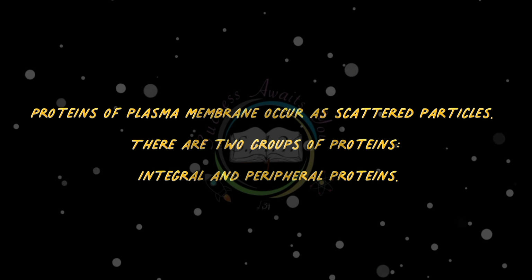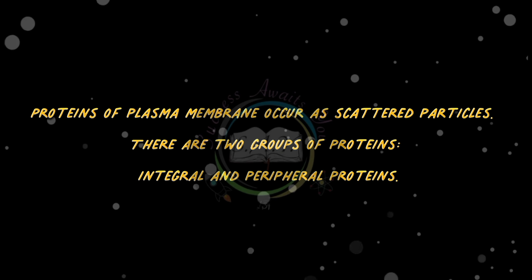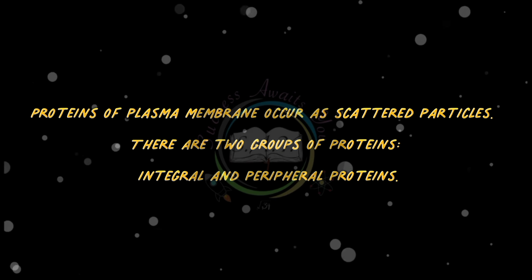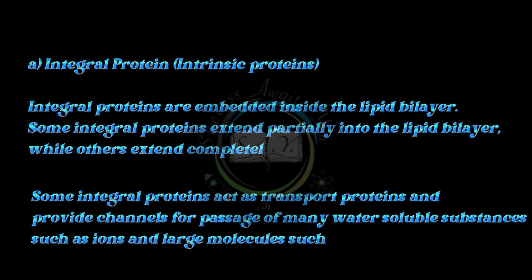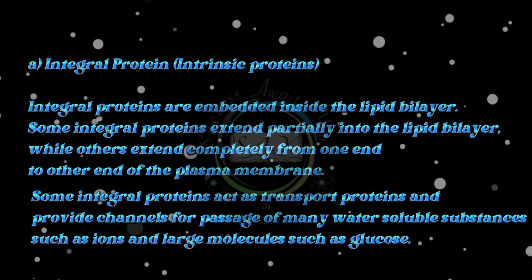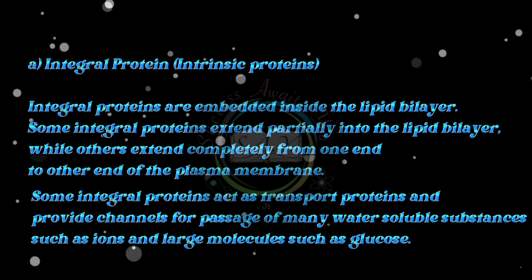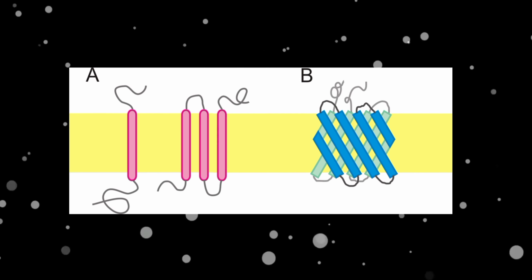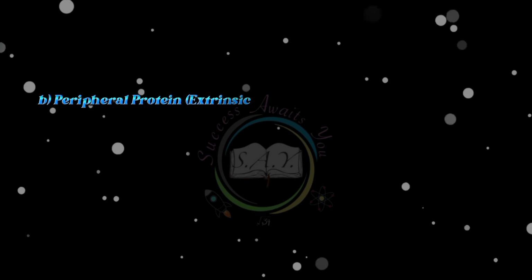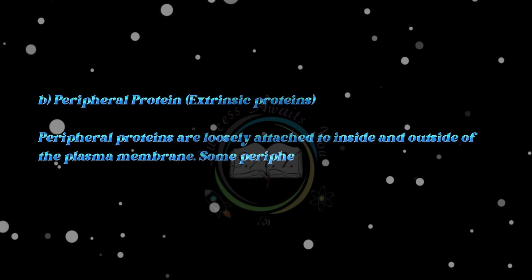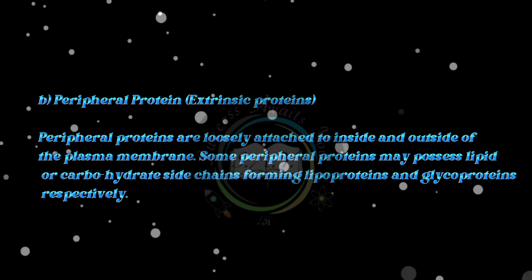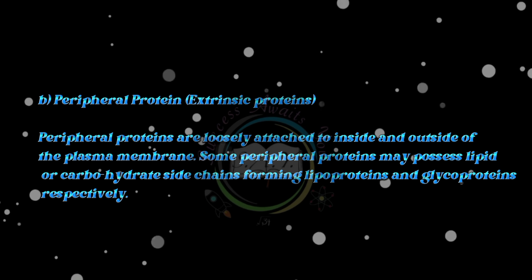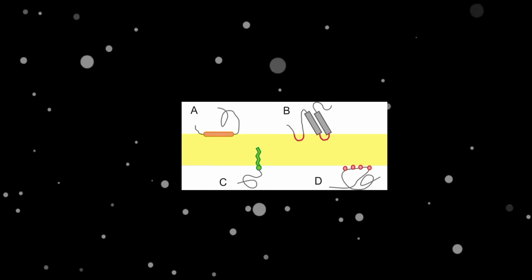Proteins make up the second major chemical component of plasma membranes. There are 2 groups of proteins. One is integral proteins, which are embedded in the plasma membrane. They may serve as channels or pumps to move materials into or out of the cell. Another is peripheral proteins, which are found on the exterior or interior surfaces of membranes, attached either to integral proteins or to phospholipid molecules.